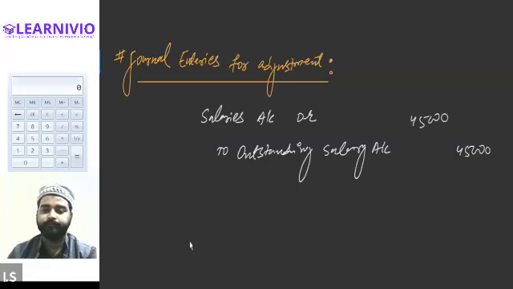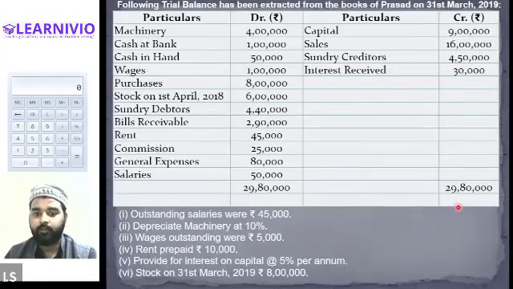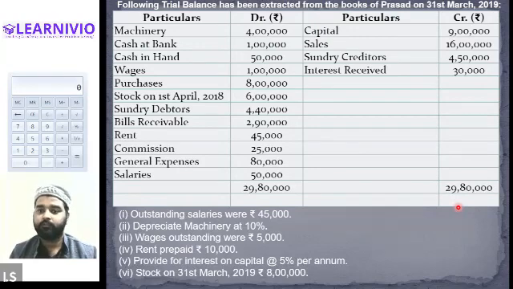Got it, everyone? Alexander, Halima, Ahmad, is this clear? For the first additional entry, the journal entry will be salaries account debit to outstanding salary account. Is this clear, everyone? Yes, sir. Okay. Now we have the next item, depreciation on machinery at 10%. So the journal entry for this will be, tell me, anyone?